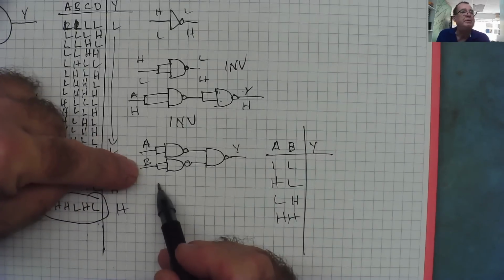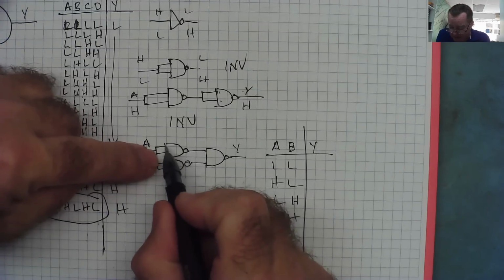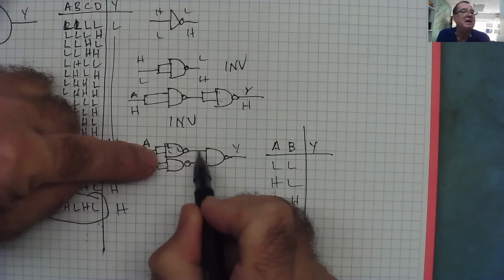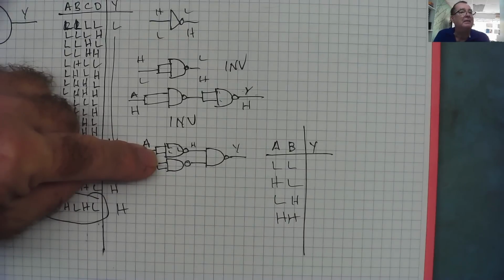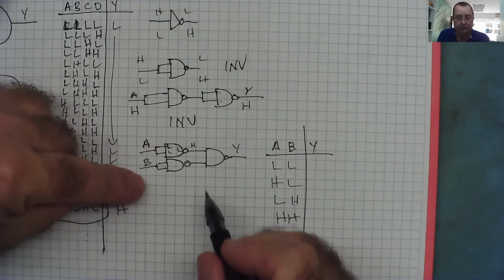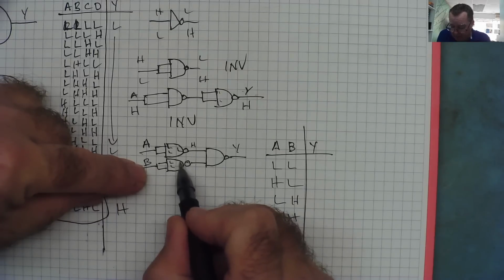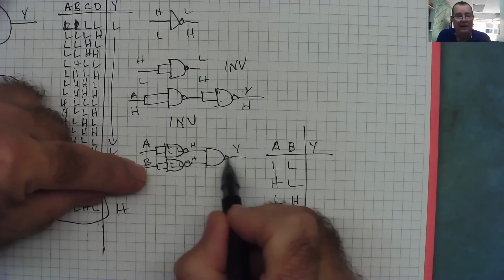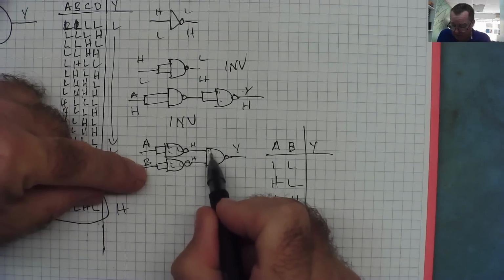What happens if they're both low? Well, if A is low, internally this AND gate has 2 low inputs, gives a low output, inverted because it's a NAND by the inverter, so the output of this will be high. And the same with B. A low input will give a low internally if it was an AND gate, inverted to high. So coming into this gate, we've now got 2 highs.